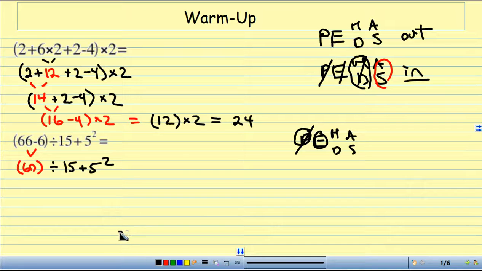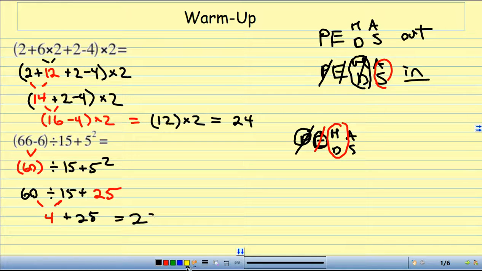And the exponent right here becomes, and I'll do it in red, 25. And I'll rewrite everything. So I got 60 divided by 15 plus, and I'll just bring this down here, 25. So done with the exponents. Now I'm going to do multiplication or division. So I see division. First one I see, division. 60 divided by 15, 4. Plus 25, and that equals 29.